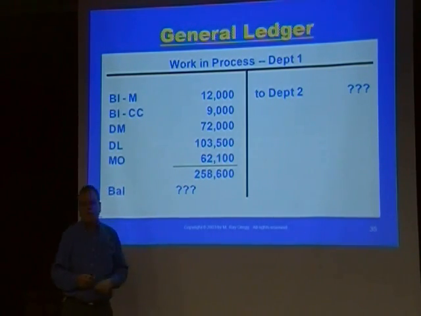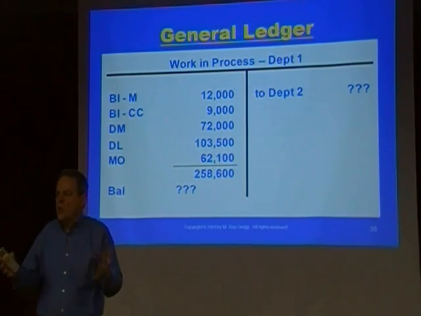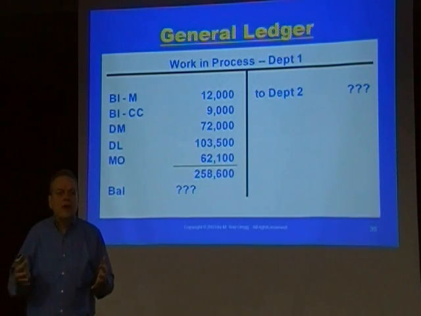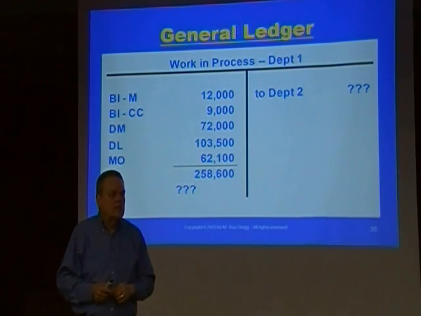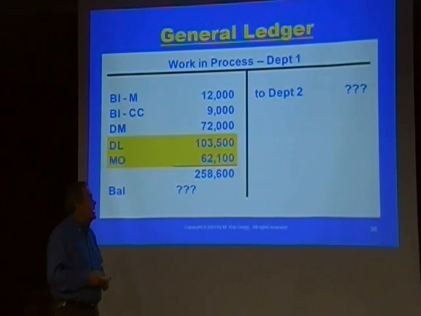The balance of this account should be those costs that we've incurred that we're still working on. Ending inventory. We should be able to account for those costs as well. We should be able to prove that number, and I think we can do it today.